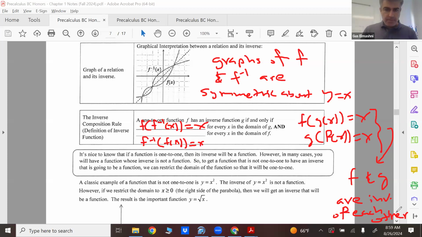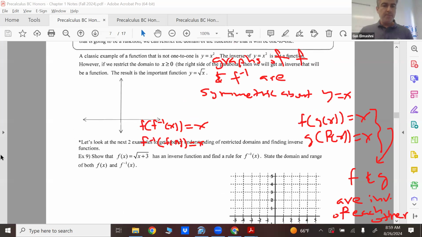So yeah, in many cases, you have a function whose inverse is not a function. That's totally fine. When that happens, we'll have to restrict the domain, as you see down here with y equals x squared and x equals y squared. So we'll talk about it in just a moment. Any questions on this so far? No? All right, let's keep moving.